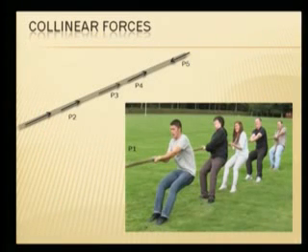Collinear forces: the forces whose lines of action lie on the same line are known as collinear forces. Here in this figure we can see P1, P2, P3, P4 and P5 are the forces, and the lines of action of these forces lie on the same line, so these forces are known as a collinear force system. Here is one example, the game of tug of war.